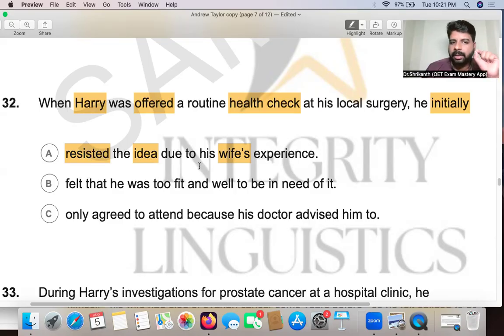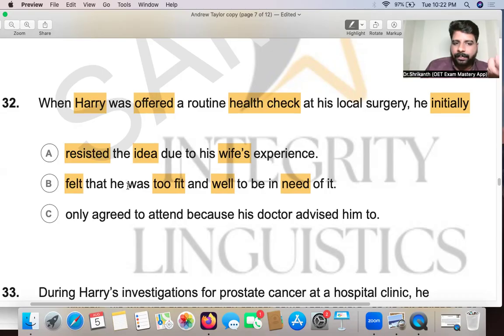Again, every word over here is important, right? Now let's see what he did when he was offered the health checkup initially. He felt that he was too fit and well in need of it. So what did he say? As soon as the medical staff offered him a free health check, he said, no, no, I am very fit. I am very healthy. I am very well, and I don't need this health checkup. He's saying, no, I'm very good, I'm very fine, I'm 100% healthy. I don't need any kind of thing. So here also, what is he saying?